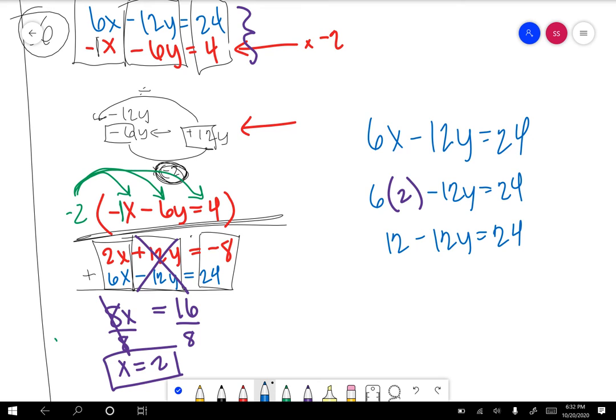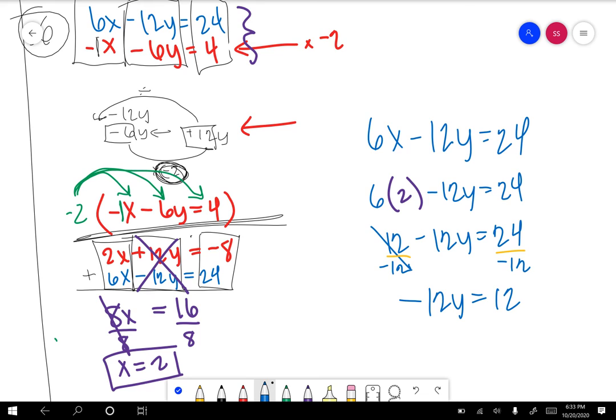Solve for y. Let's do this. We need to get the like terms, or constants, on the same side. To do that, 12 is positive right now, so to eliminate that, we would need to subtract 12. And 24 minus 12 would give us 12.